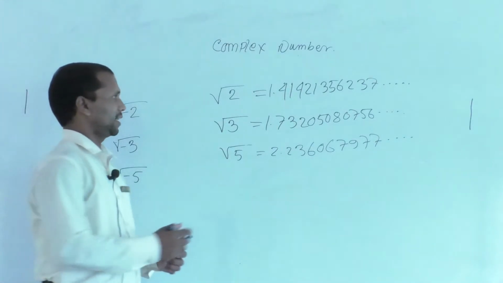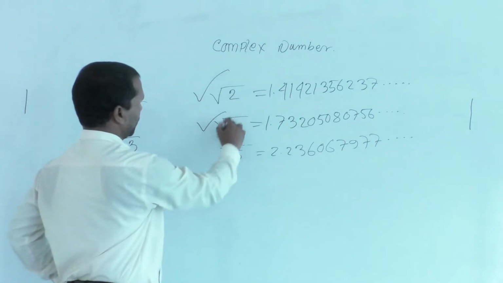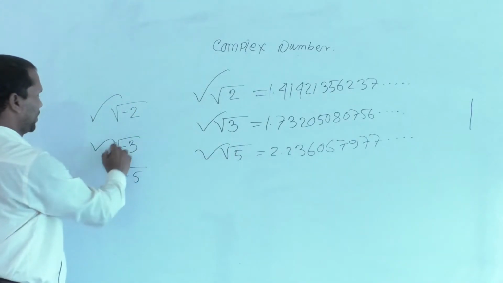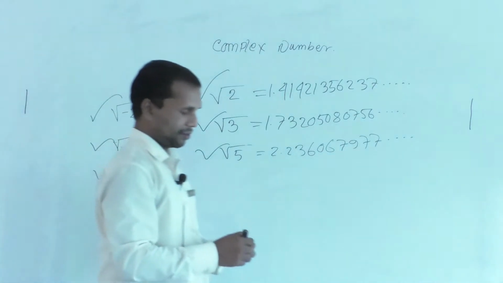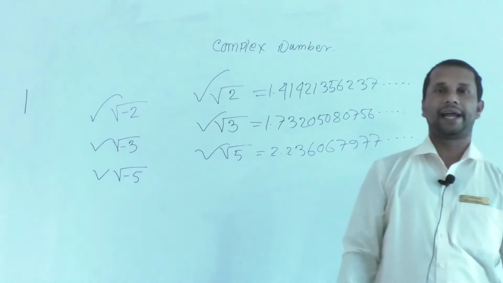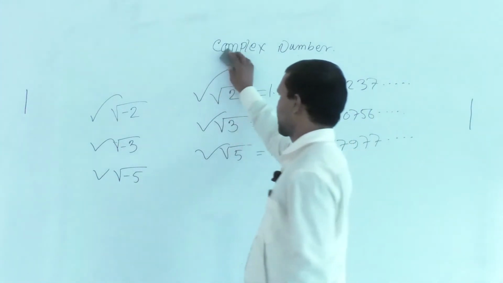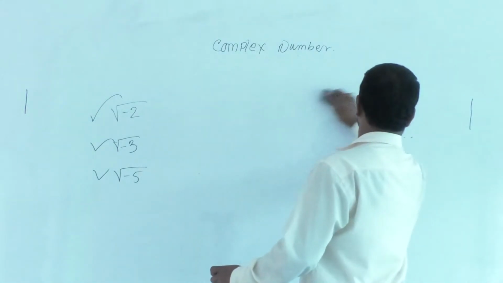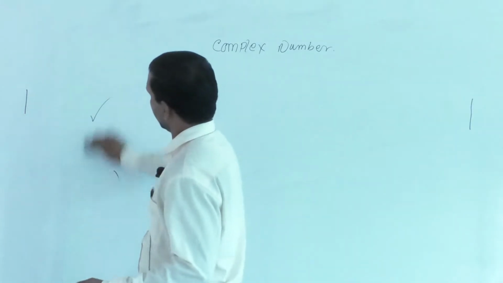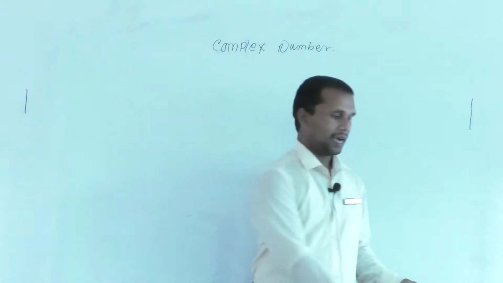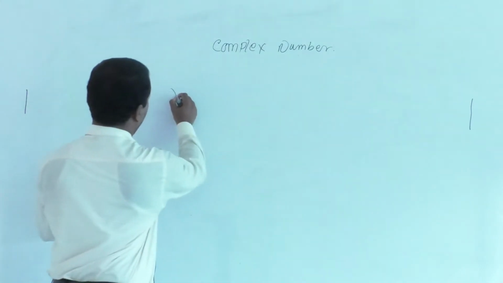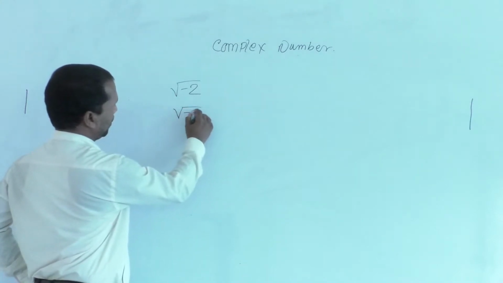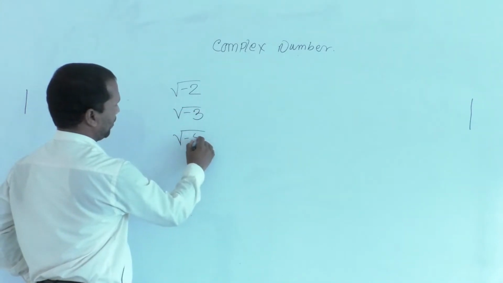Very interesting matter is that you know the value of root 2, root 3, root 5, but you don't know the value of root over minus 2, minus 3, minus 5, because this is a new item for you. The item is complex number. So today we will discuss complex number. I have already told you that the value of root over minus 2, you don't know. Root over minus 3, don't know. Root over minus 5, you don't know.